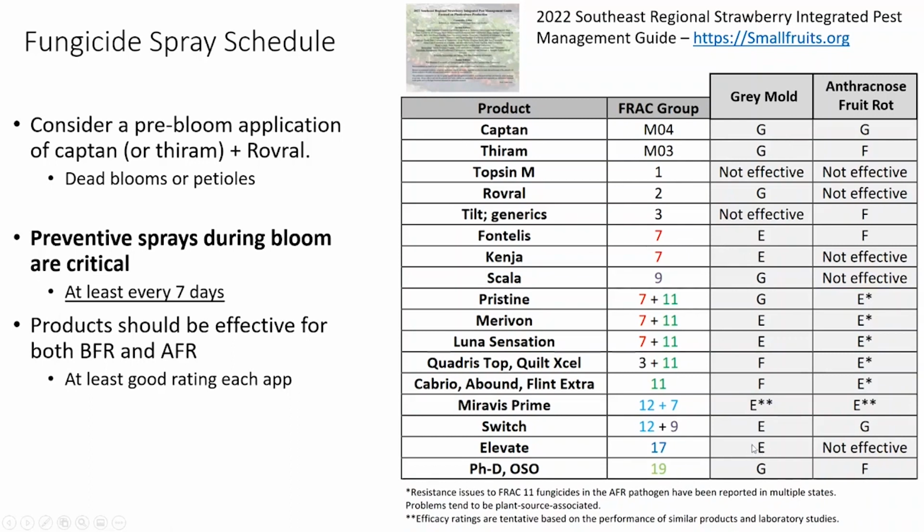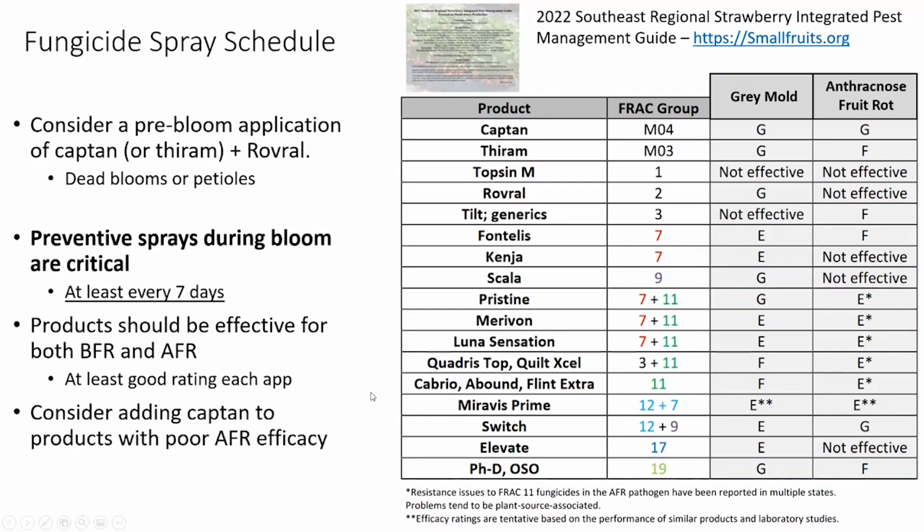So a lot of times what we'll recommend, or say you put out Switch, and you can add Captan in there just to give another mode of action to work with it. But I say at least good, but whenever you're at high risk, you want to have something that's excellent for both. That's what I would say. And so if you have something with poor anthracnose efficacy, that's where you start adding in Captan together with it to get both. And so that's, like I said, Kenja. If you want to use Kenja, I would add in Captan with it just to make sure you're getting at least some anthracnose control, especially when you start getting a little bit later in the season.